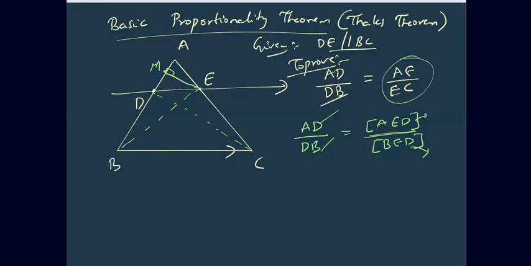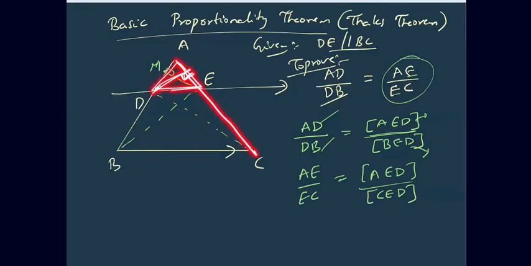So AE upon EC, okay, using the same lemma, I can say that AE upon EC is the same as the area of ADE upon area of CED. Okay, so this is area of AED upon area of CED, because the height is the same for both the triangles AED and CED. That is the perpendicular distance from D to the line EC. This is the height for this triangle as well as for this triangle CED, right? So I have written this.